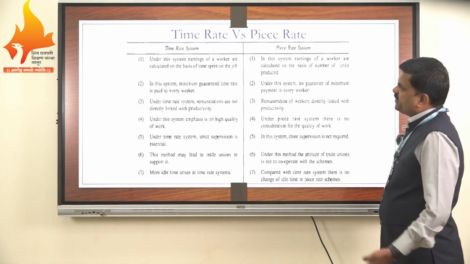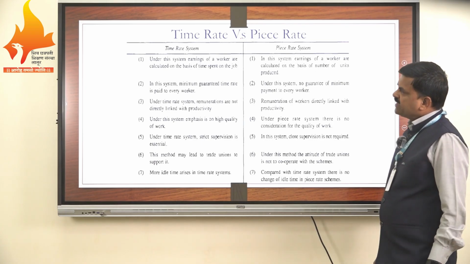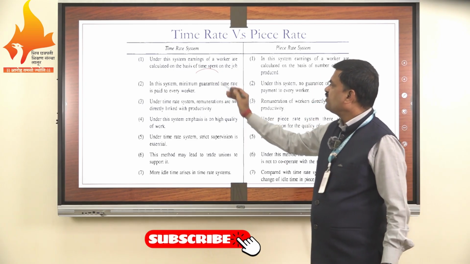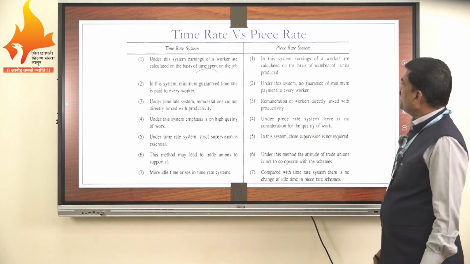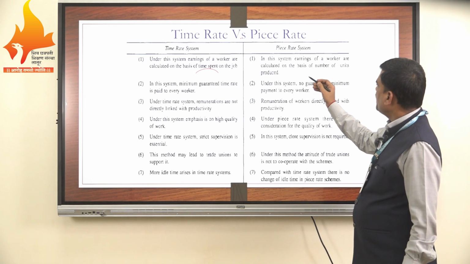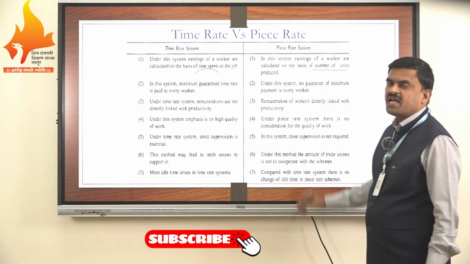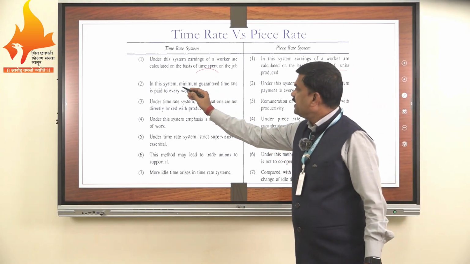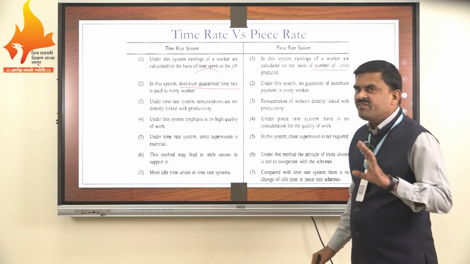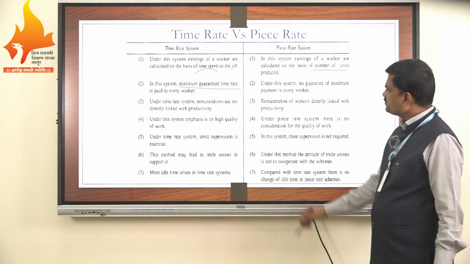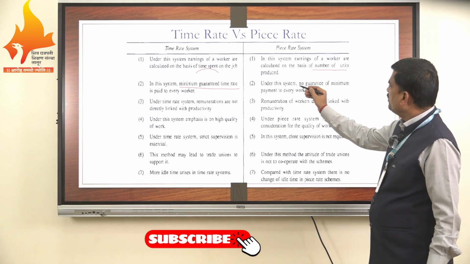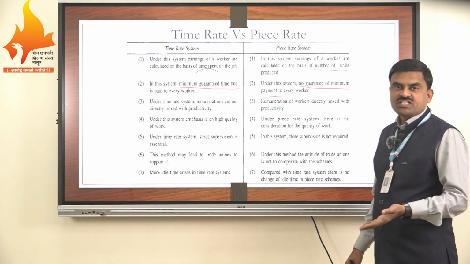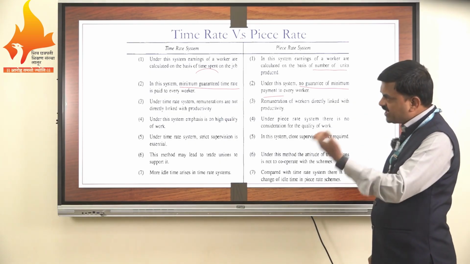What is the difference between the time rate and the piece rate? So we can say under the time rate system, the earning of the worker is calculated on the basis of time spent. Under the piece rate system, the worker is paid on the basis of the number of units he has produced. Under the time rate system, the minimum guaranteed time rate is paid to each and every worker. Under the piece rate system, there is no guarantee of minimum payment to the worker. As many units as he produces, he will get that much wages.